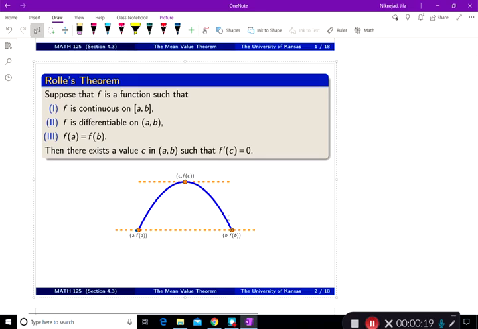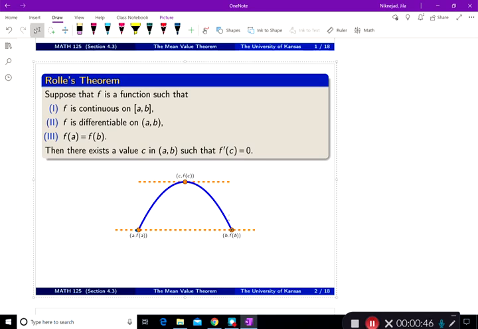Rolle's theorem. Suppose that f is a function such that f is continuous on a closed interval [a, b], and f is differentiable on the open interval (a, b), and f(a) is equal to f(b). Then there exists a value c in between a and b such that f'(c) is equal to 0.